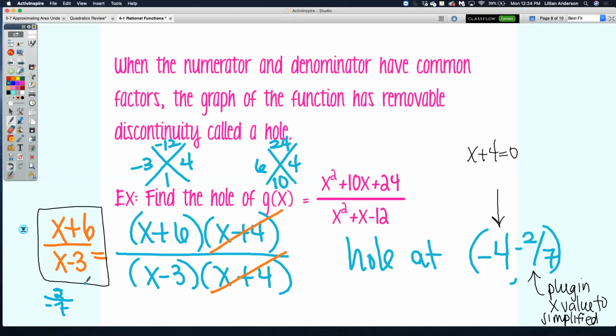Because if you have a hole, then that value is the hole. Whatever's left over is your vertical asymptote. So here, there's a vertical asymptote at x equals 3, because I set whatever was left over in the denominator equal to 0 to find that vertical asymptote.